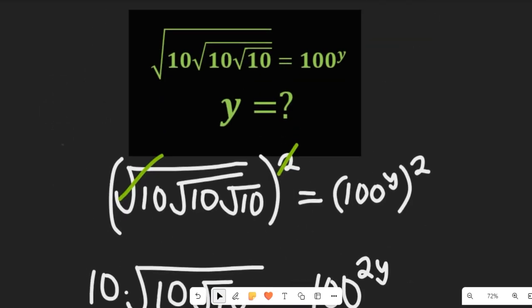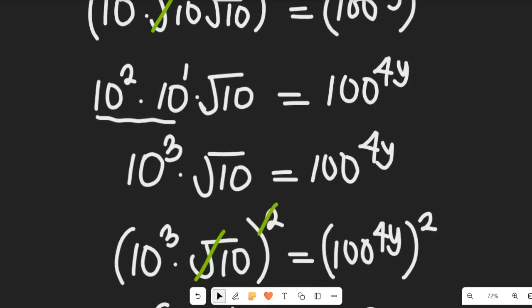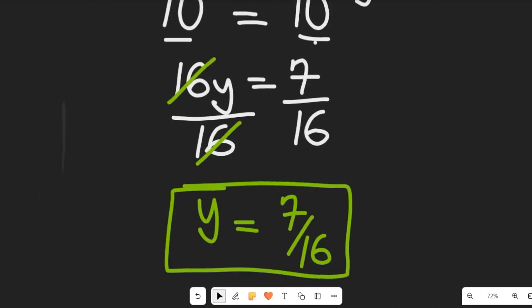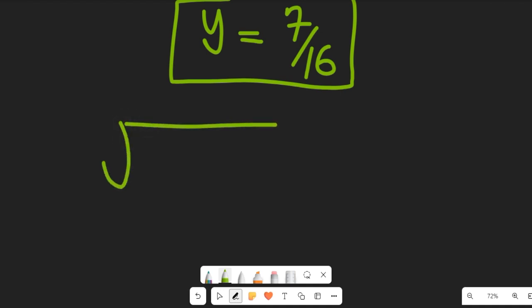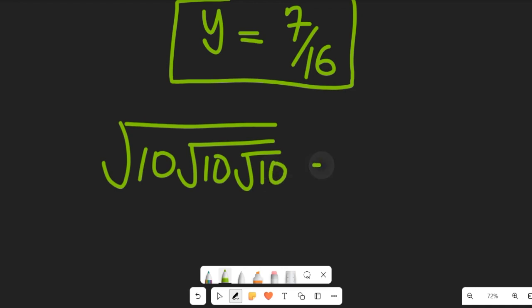Now we want to check to confirm if our solution is right. The only way to do that is to insert the value of y equal to this into the general expression. Remember, the expression is 10 multiplied by the square root of 10 multiplied by the square root of 10 equal to 100 to the power of y.